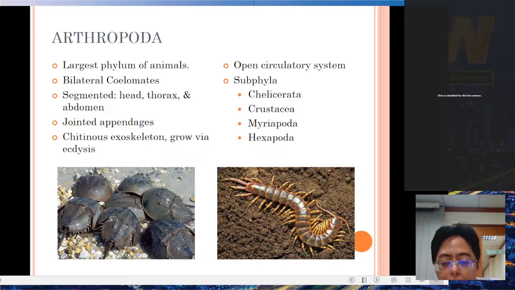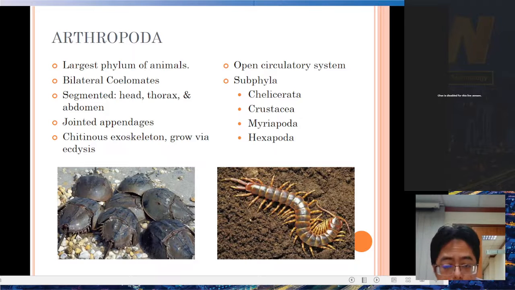Next, Arthropoda: insects, spiders, crabs, and etc. So Arthropoda, if you look at the name, arthro means segmented, poda means leg. So Arthropoda, segmented leg. Okay. So Arthropoda is the largest phylum of animals. They are bilateral and they are coelomate, so they have all of the complete organs. They are segmented, head, thorax, and abdomen usually. They have jointed appendages, a chitinous skeleton, and grow via ecdysis.